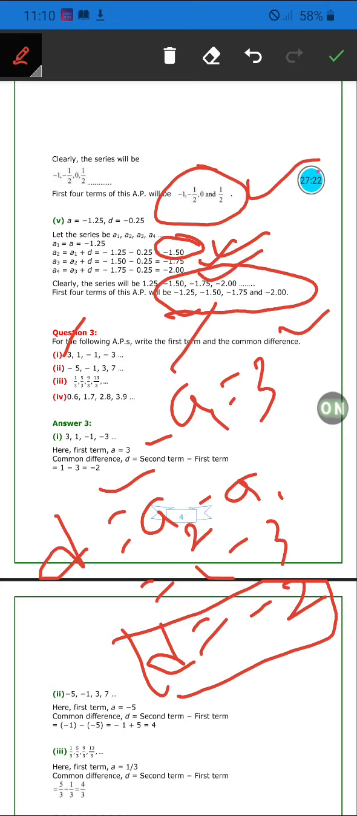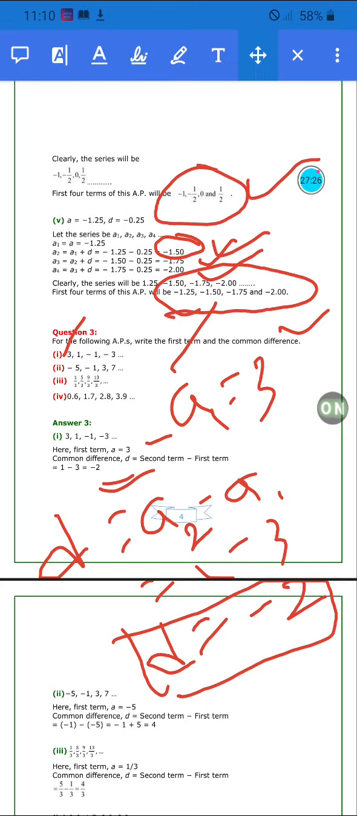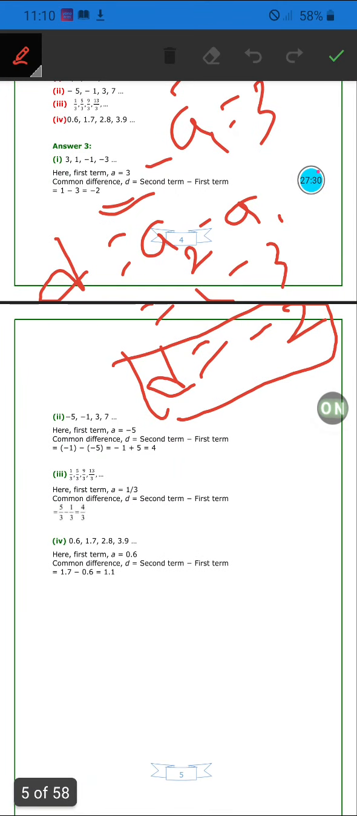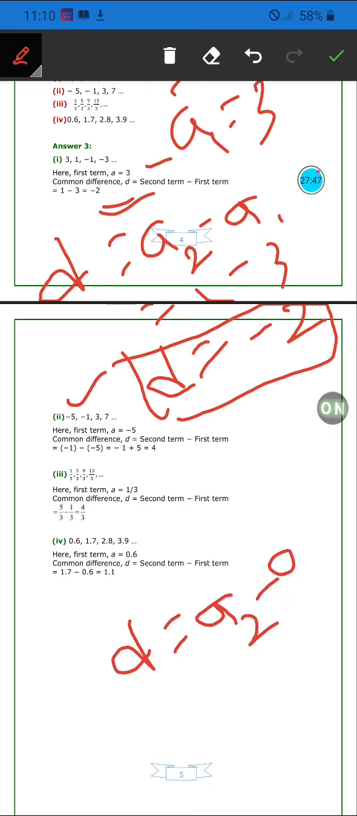Next question, second question. In the second question, the sequence is minus 5, minus 1, 3, 7. What is the first term here? So A equal to minus 5. Common difference, I already told you. D is equal to A2 minus A1. So what is A2 here? Minus 1.